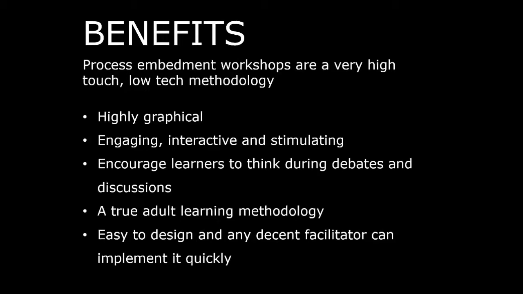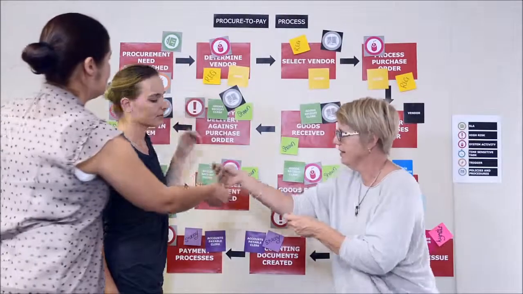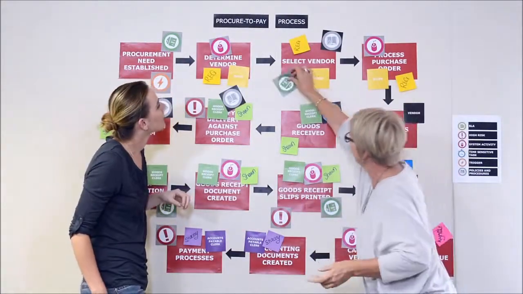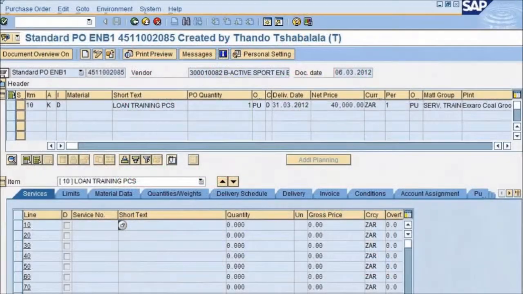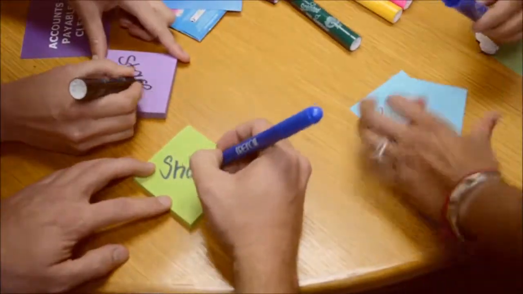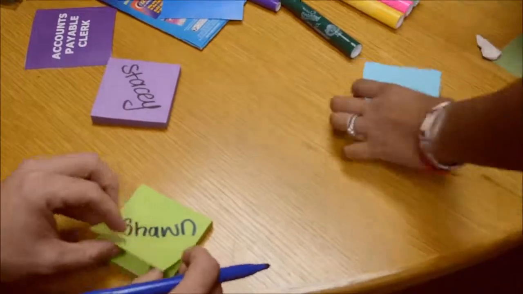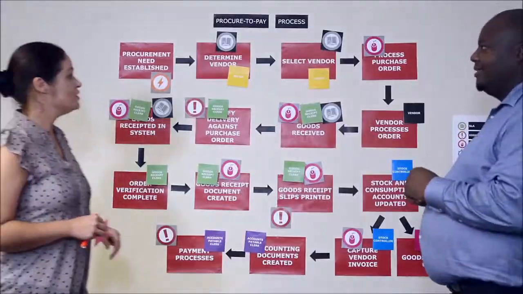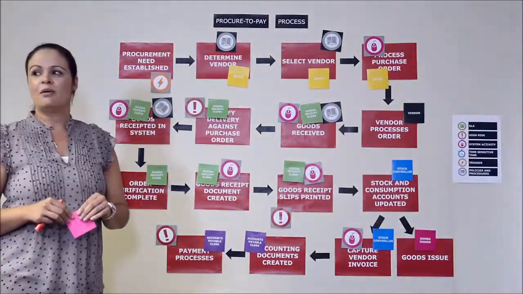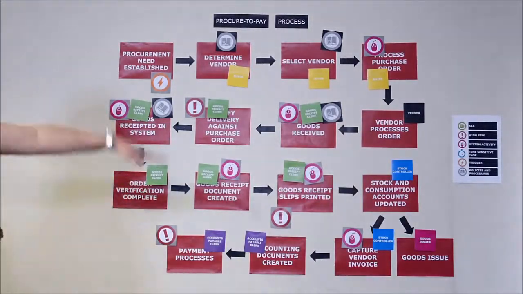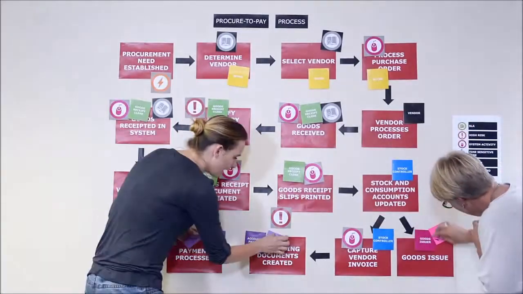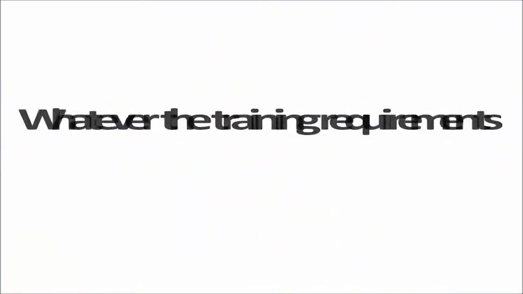Once we have completed a process embedment workshop, we have an organized, contextualized platform on which we can teach systems functionality. This time when your users click on that, and that, and that, they know exactly why. The user now understands how the system supports and enables the business process, and how they personally impact on the process. This leads to a change in behavior, and that is real learning. Whatever the training requirements, we can do.